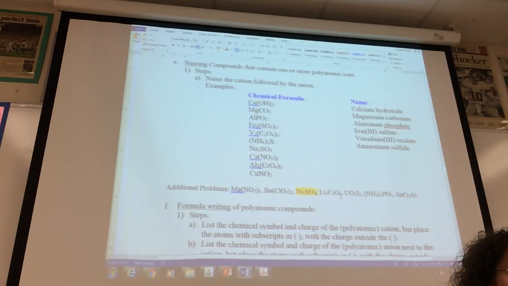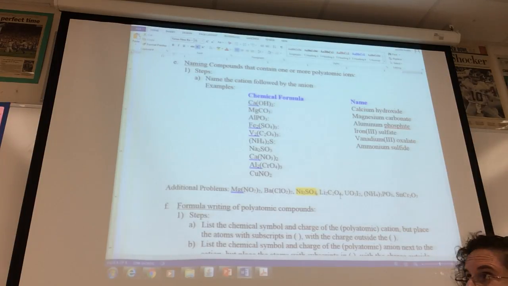Why for mercury on the back of the periodic table does it have a Roman numeral 1 if the charge is 2 plus? Mercury is very, very tricky. If you had Hg only with 2 plus, that's mercury 2 ion. But if you have Hg with a subscript of 2, you have 2 of them with 2 plus total charge, so each one is 1 plus. Very tricky. I won't give it to you this year.